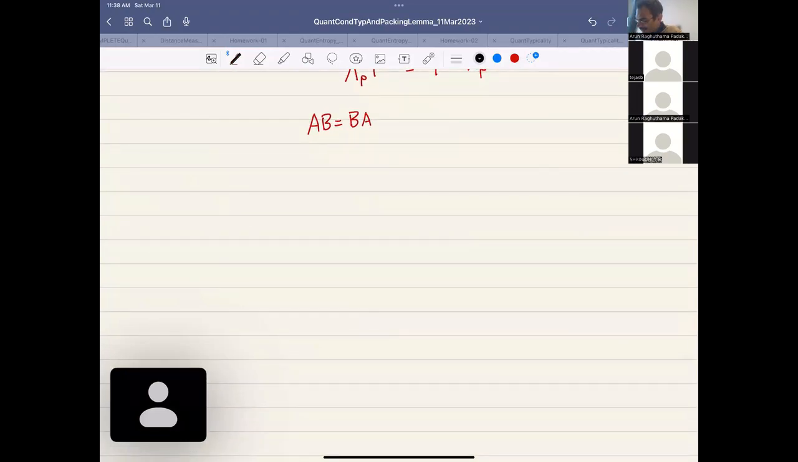Okay, cool. So I'll go to the next one. We did what is analogous to unconditional typicality. We'll now do conditional quantum typicality, and this will come in the packing lemma.